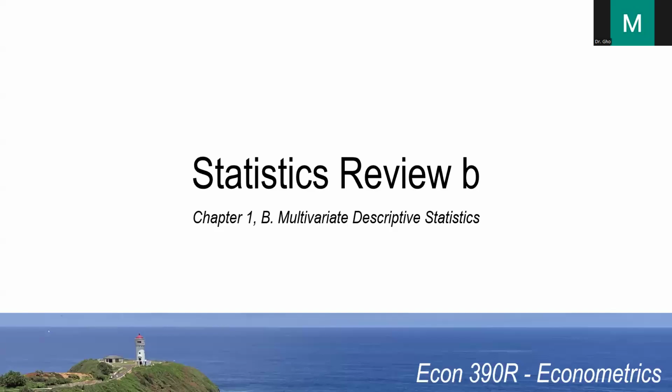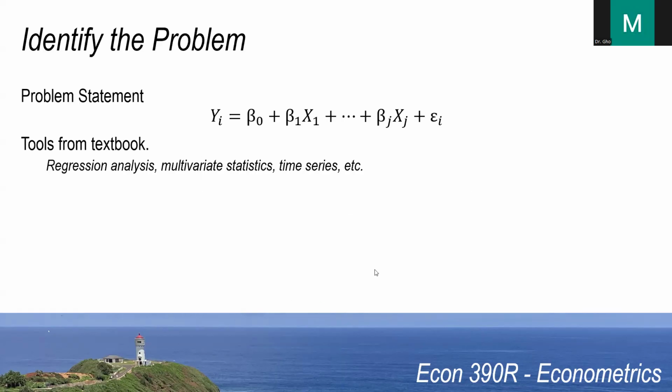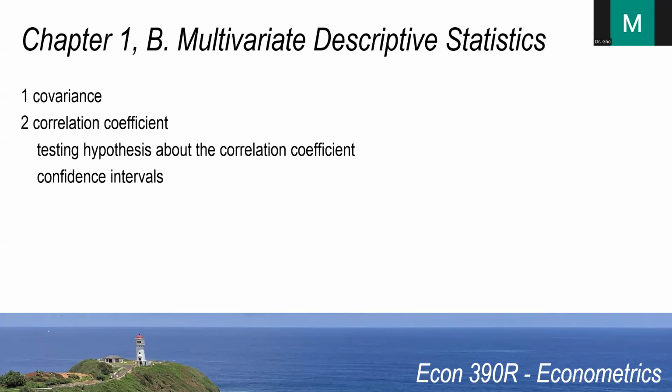Aloha, we are going over the second part of chapter one of our econometrics textbook, Intermediate Statistics and Applied Regression Analysis by Dr. Keith Criddle. This is a lecture where I talk about multivariate descriptive statistics. Multivariate means you're looking at more than one variable that are combined. And we talked about the problem statement, identify the problem assignment.